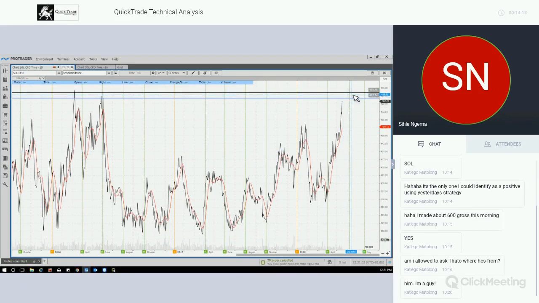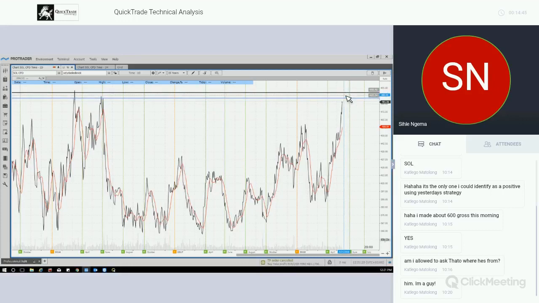If you get any confirmation that the price is about to turn around 485, 490, or get any daily close below 485, I think that would be an early warning. Oh, okay, Katlego, it's okay. Sorry about that. That would be an early warning to you that the price is about to reverse there.